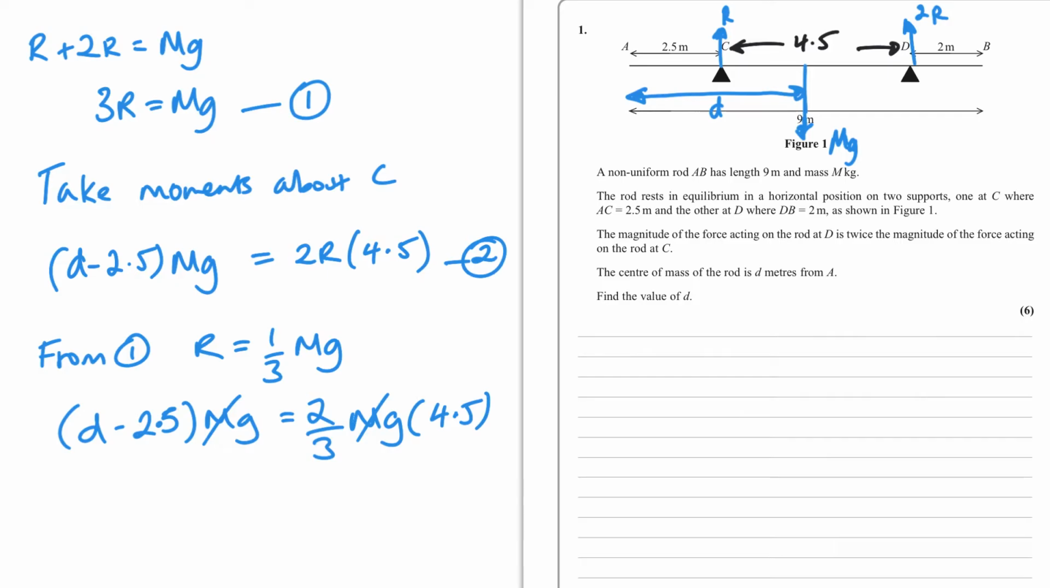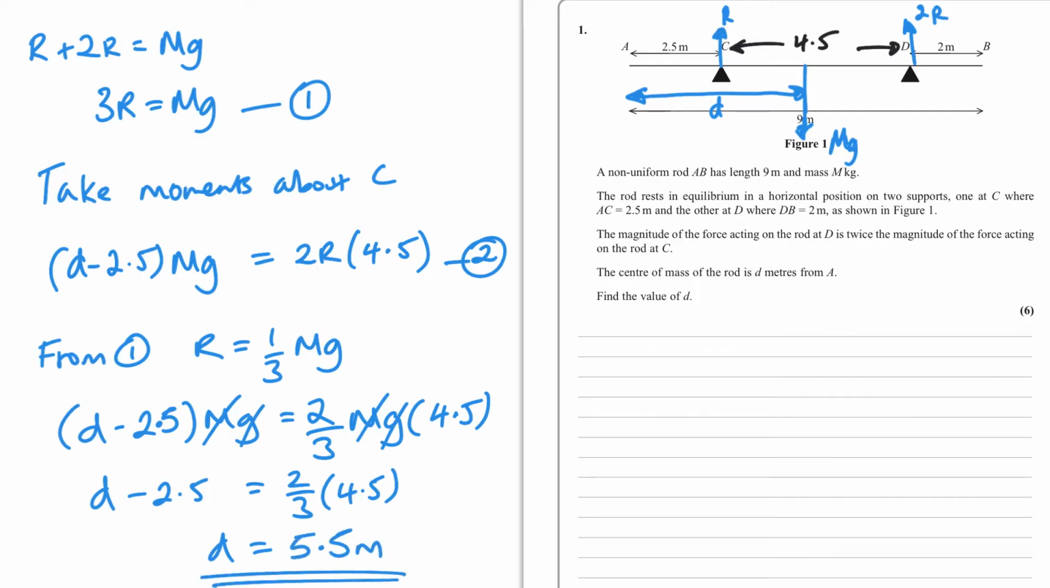So from here now it's a matter of expanding. Oh, actually I can divide by g as well. That'll be easier, won't it? Now it's a matter of expanding and simplifying. So we get d minus 2.5 equals 2/3 times my 4.5. So d equals 5.5 meters. So it's 5.5 meters from A.